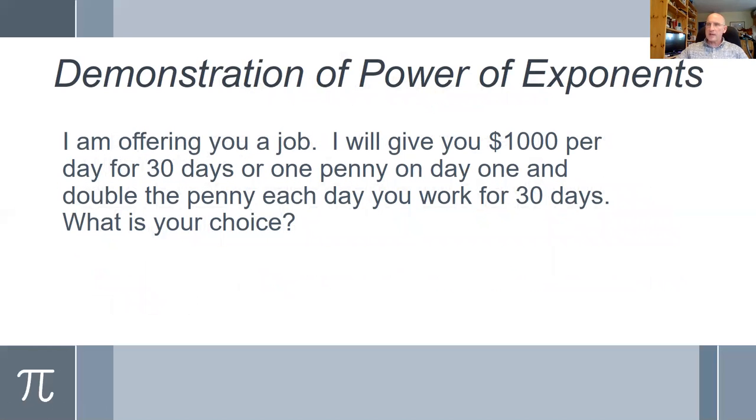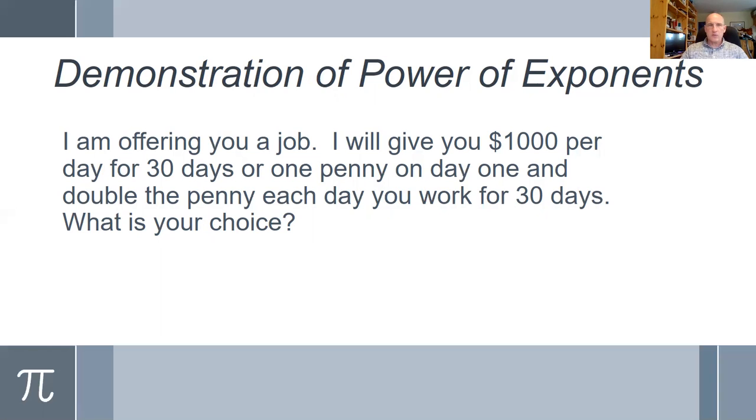So I think it's a good little explanation here. I want to give you guys a little demonstration of the power of exponents. And so I want you guys to take a poll amongst yourselves, and the cottage staff can help keep track of how you raise your hand. So I'm offering you a job. I'm an employer and I'm the boss, and I'm going to offer each one of you a full-time job. And then I'm going to give you $1,000 per day for 30 days. Or I'm going to give you a choice: 1 penny on day one and double the penny each day you work for 30 days.